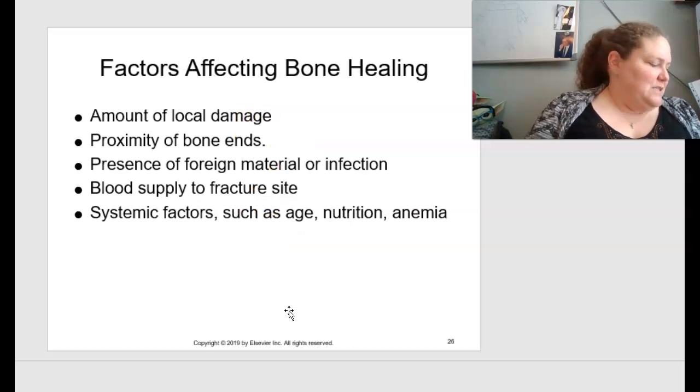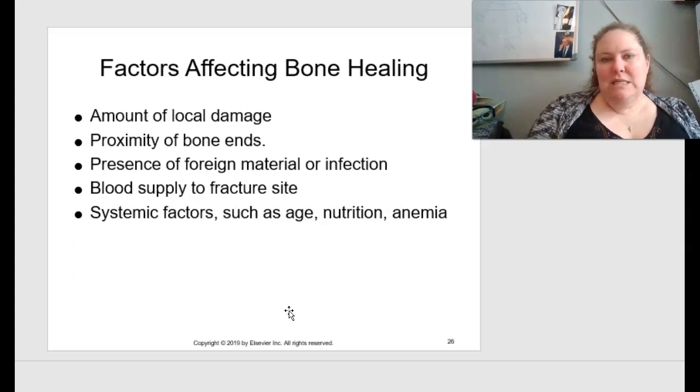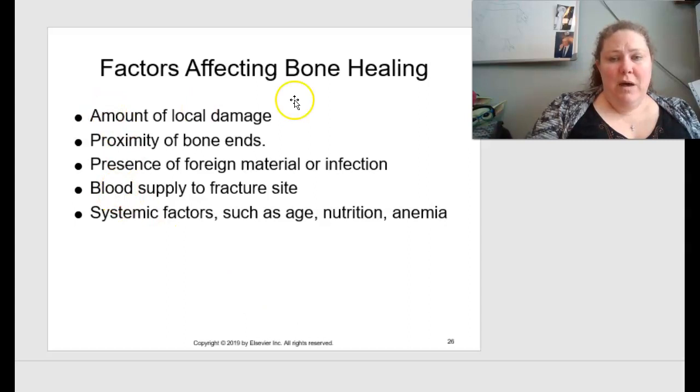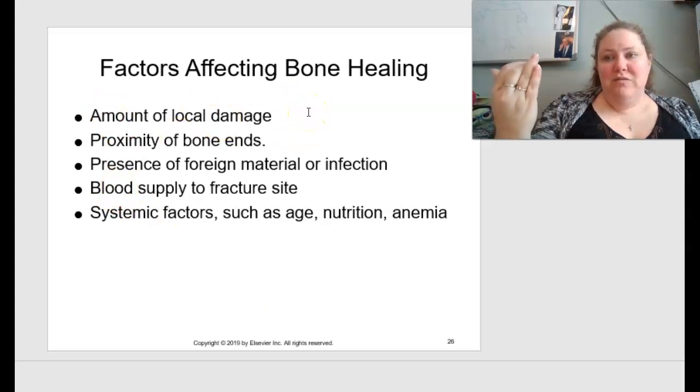So what about factors that can affect the bone healing? And this is on page 168 and 169. Well, basically, how bad is it, right? So the amount of local damage, if I broke my finger from a horse fall versus I got my hand stuck in a vice grip or something like that, they're going to be completely different healing things.